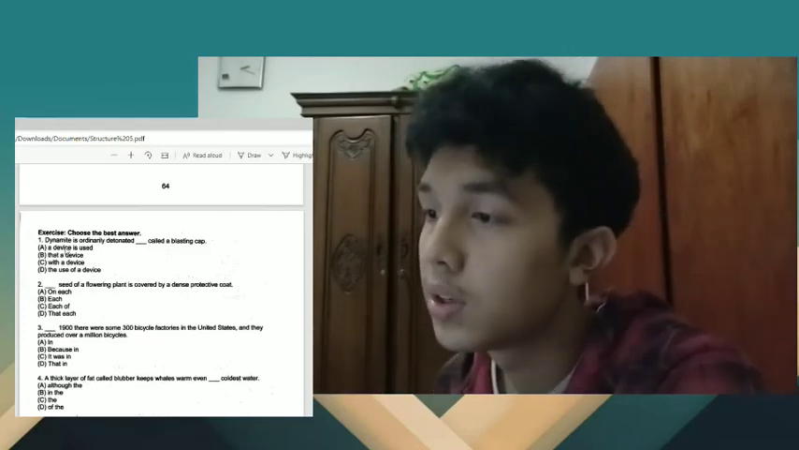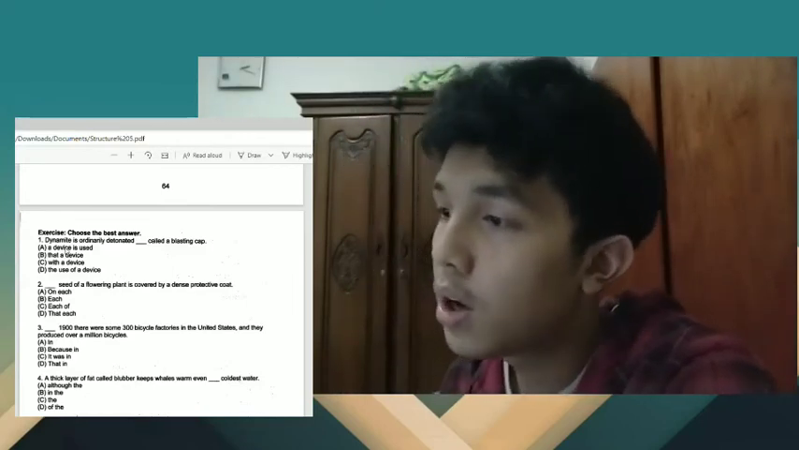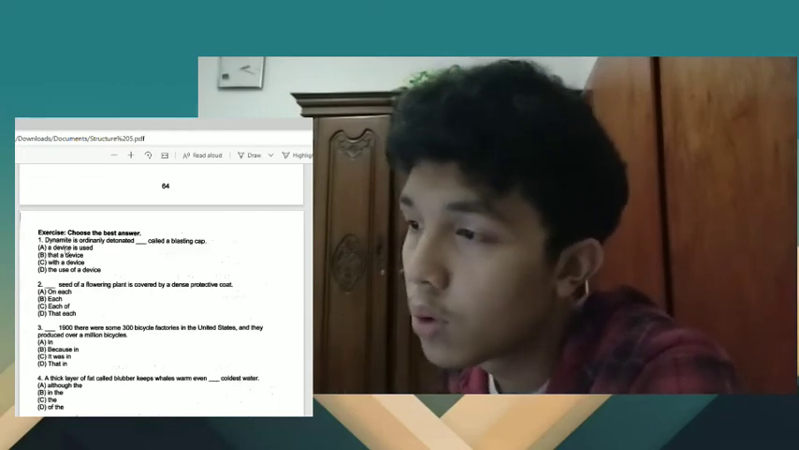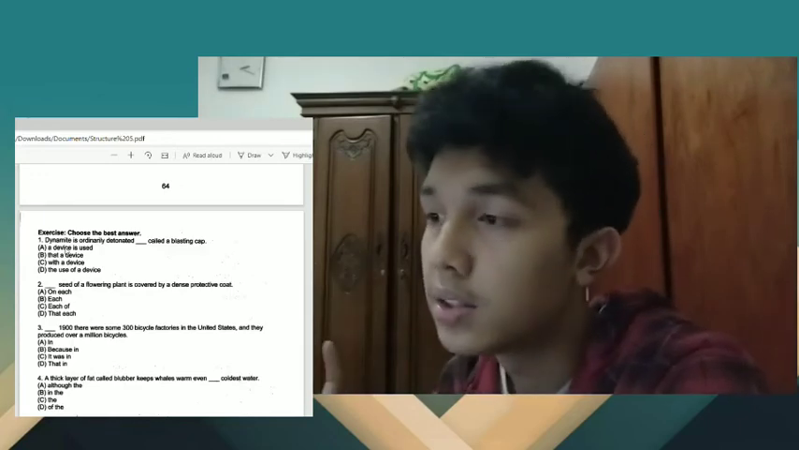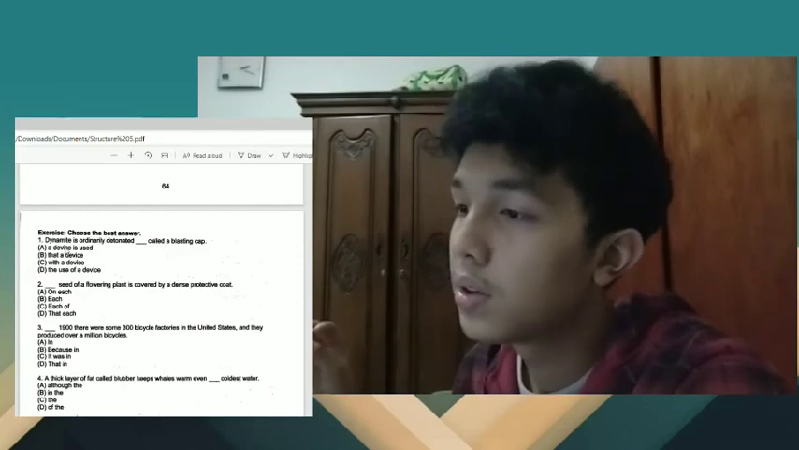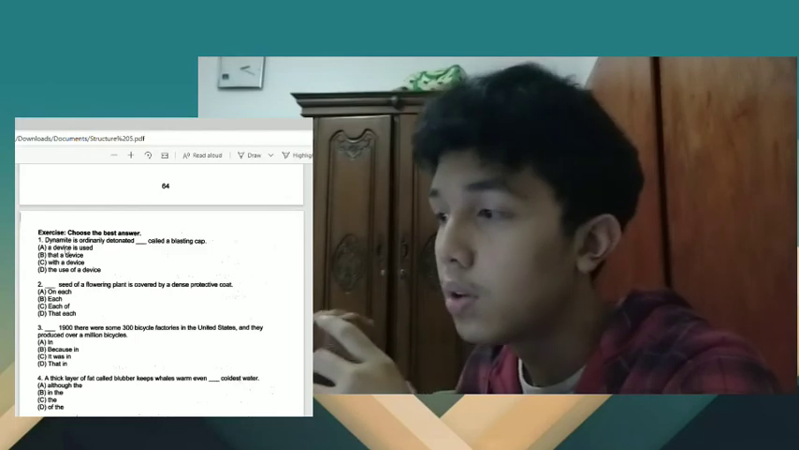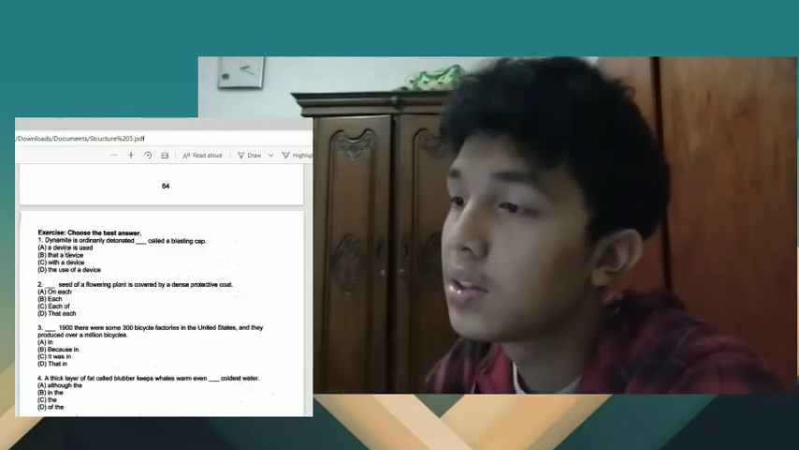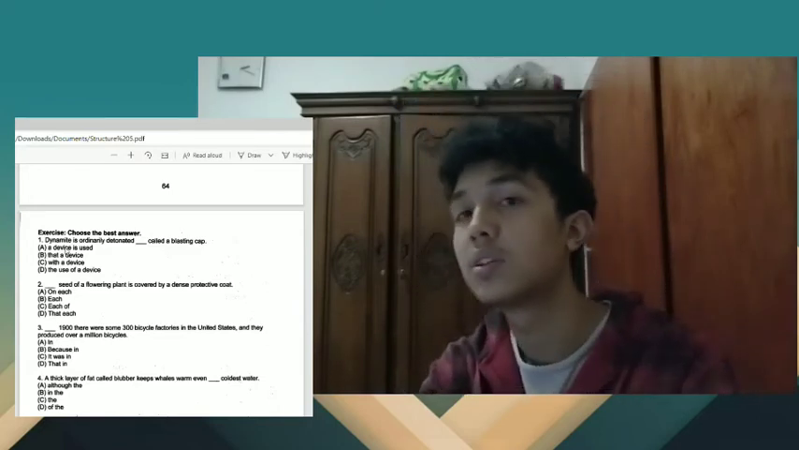So C is crossed out, and "that each" also doesn't make any sense, because "that each seed of a flowering plant is covered by dense protective coat" is wrong. Because if you want to say "that each," then you need to be more informative about it. It's like you are giving a statement, and then you need to give something after the statement. So the only thing that can be used is "each."